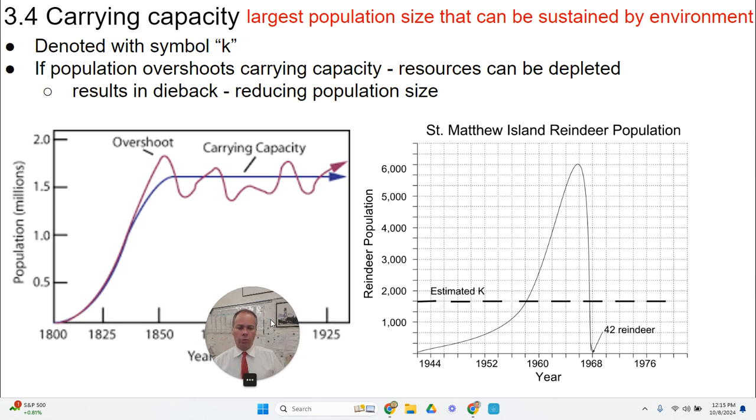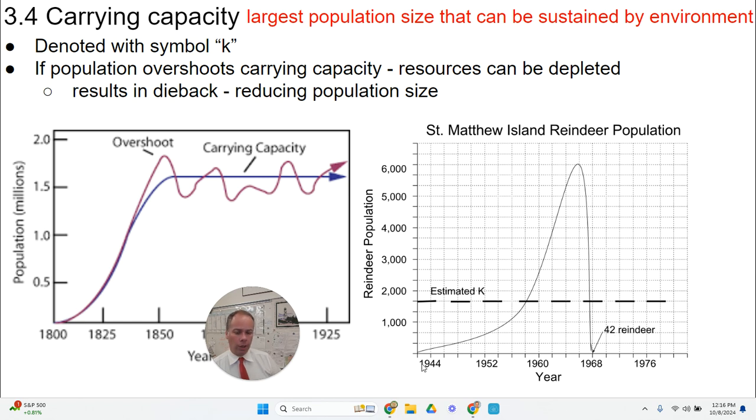The graph on the right shows a famous example. It's the St. Matthew Island reindeer population. These are very well studied. St. Matthew Island is in the Bering Sea. It's a part of Alaska. And there was briefly in the 1940s a Coast Guard station there.